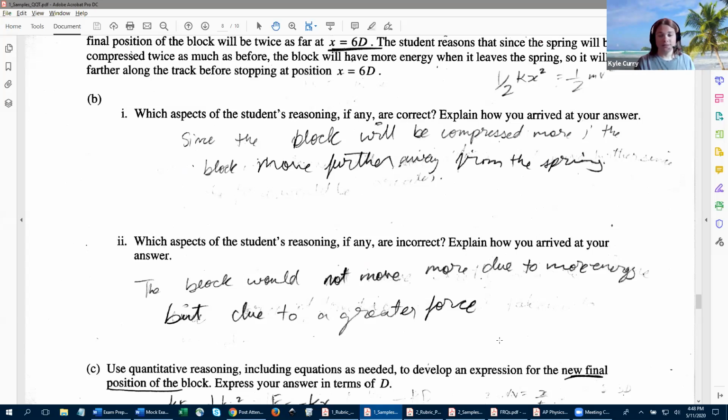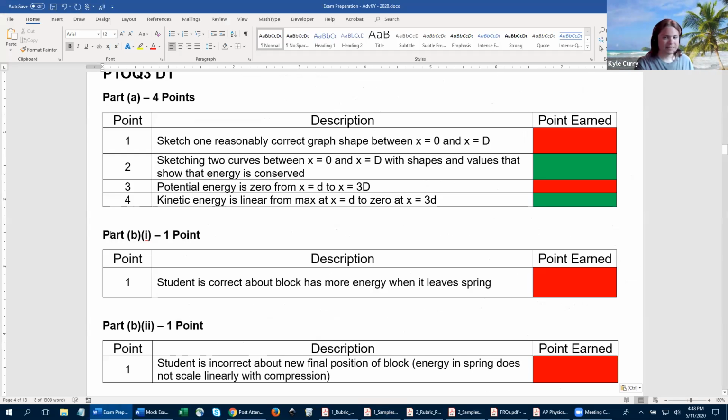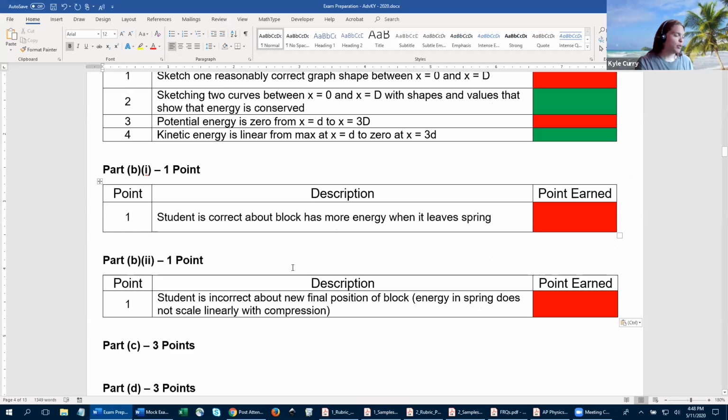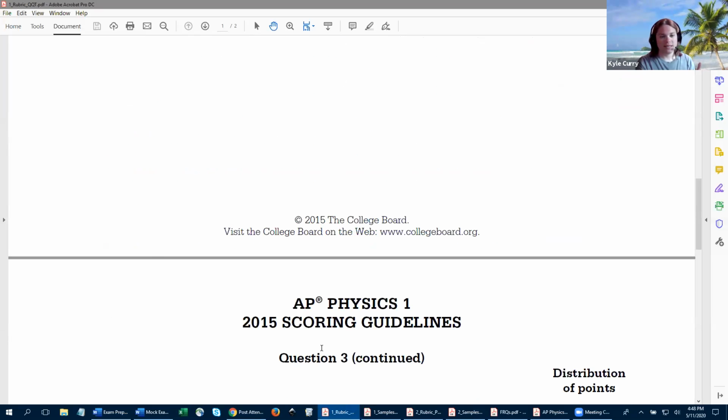That's just wrong. There's not more I can say to it. It's completely wrong. Yeah, there's a greater force, but there's also more energy. So it turns out this response, unfortunately, got 0 points out of the 2. Most of you were generous and gave it 1, but there was one lone person who gave it 0. So kudos to the individual who gave it 0. All right, we're going to move back to the rubric now to part C.